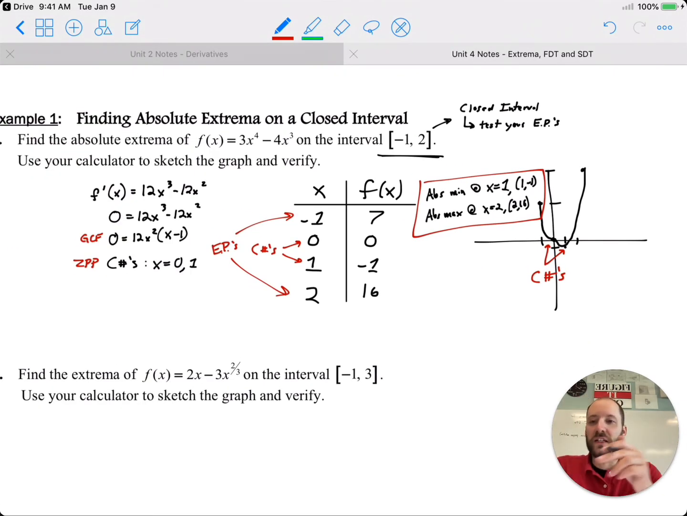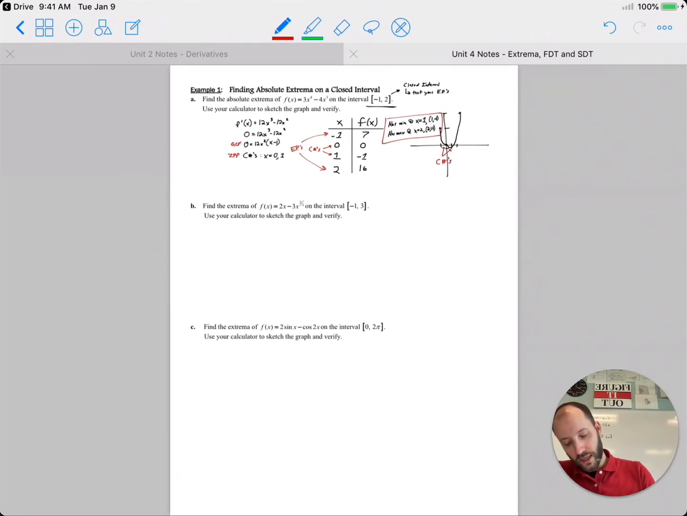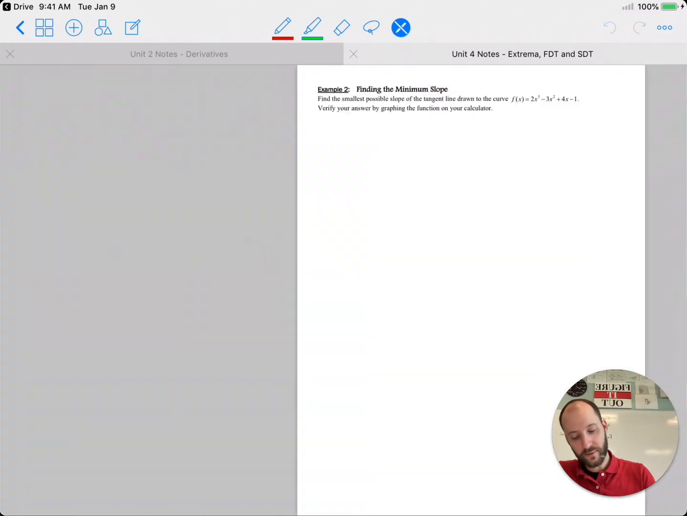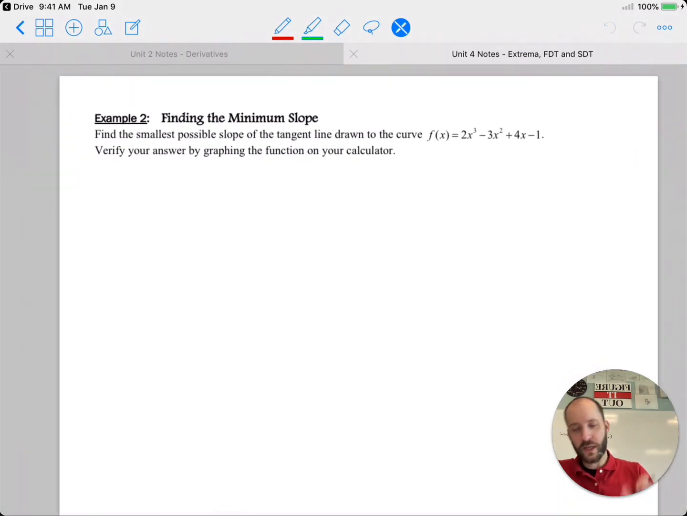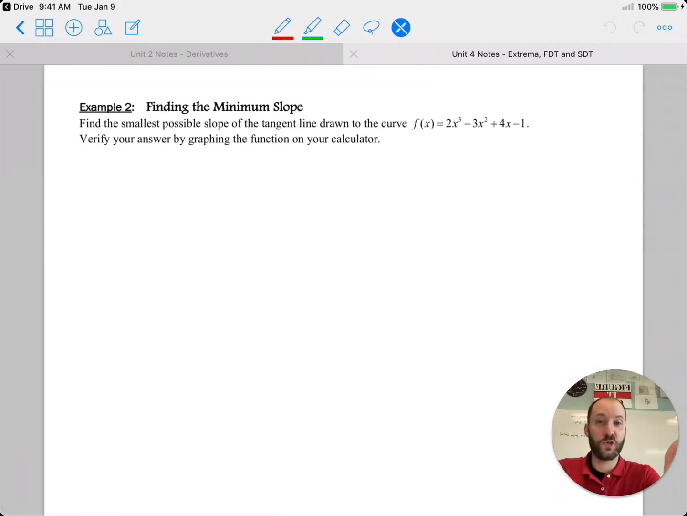This question says find the absolute extrema, so I give the x value where it occurs and the ordered pairs. They don't say find the absolute extrema values. Okay? Examples B and C, look at those and check my notes online. I kind of want to talk about this one and then let you try it on your own, okay?